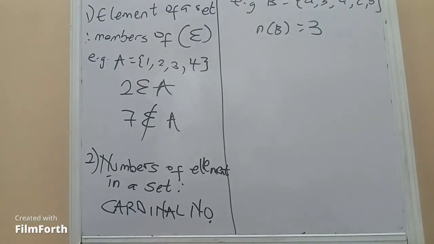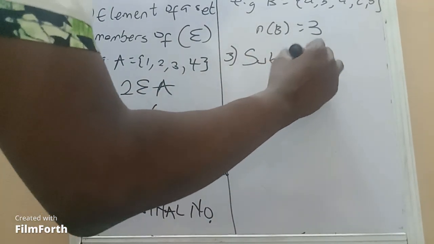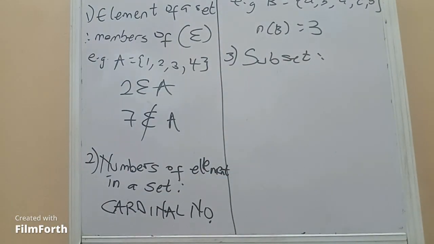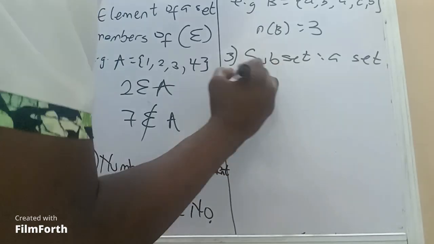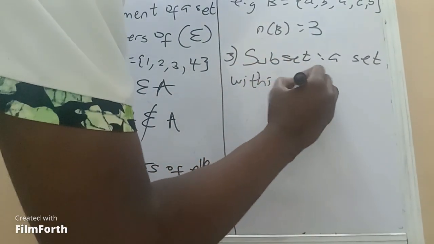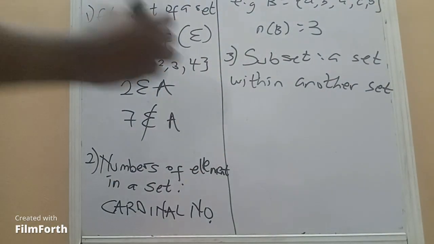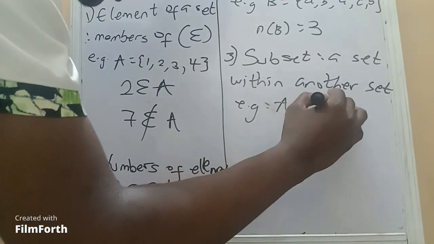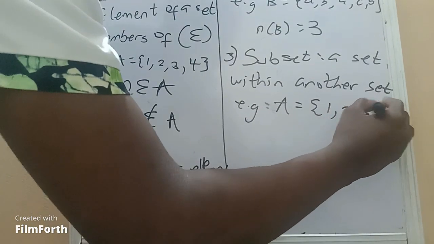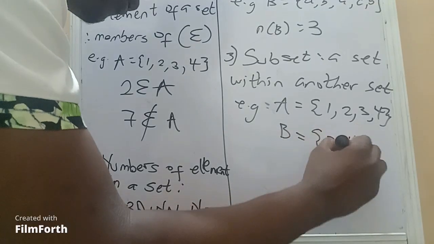Going to the next one, we have what we call the subset. When we talk about subsets, we are talking about a set within another set. And what do we mean by that? For example, we have set A to give us 1, 2, 3, and 4. And we have set B to give us 2 and 4.